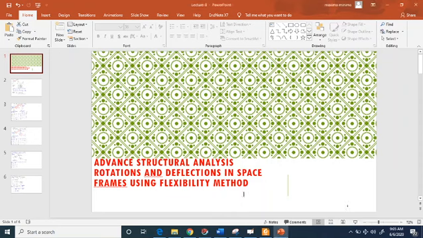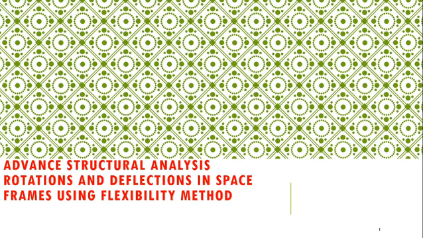Okay, in this lecture, we'll calculate the rotations and deflections in space frames using the flexibility method. In 2D structures, frames or beams, we can use Castigliano's theorems or the method of consistent deformations to calculate deflections and rotations. However, in the case of space frames or 3D structures, it is quite difficult to apply those methods and calculate rotations and deflections. So the flexibility method is a useful tool in this regard.